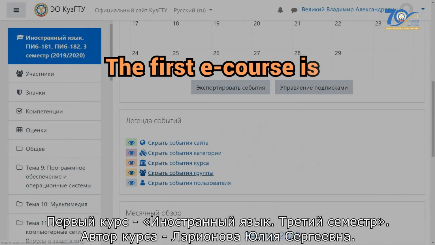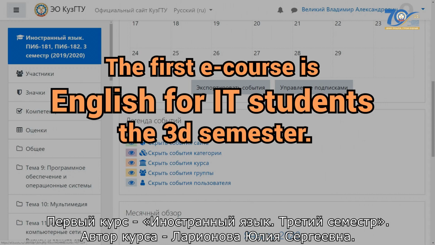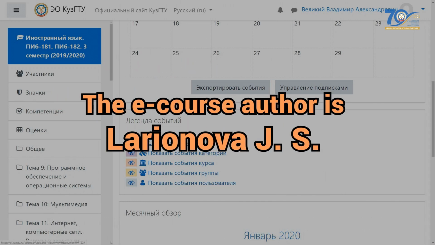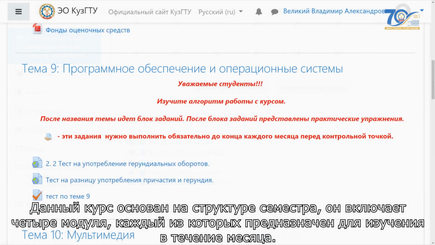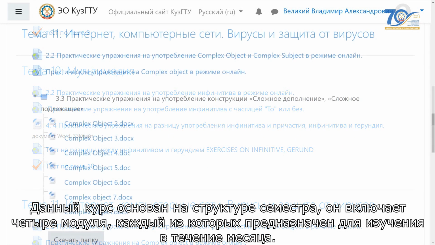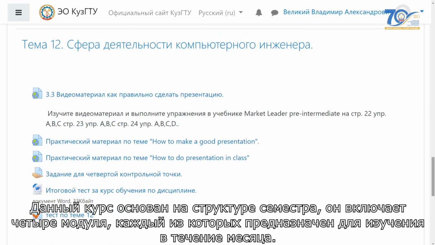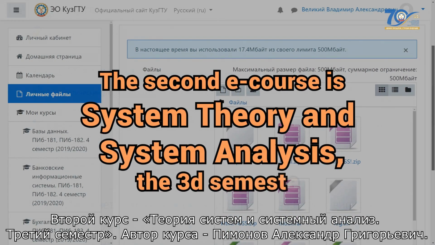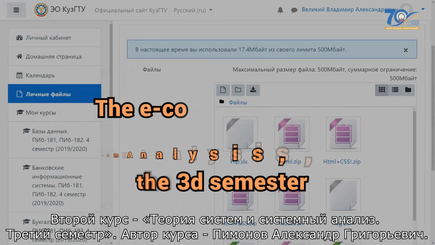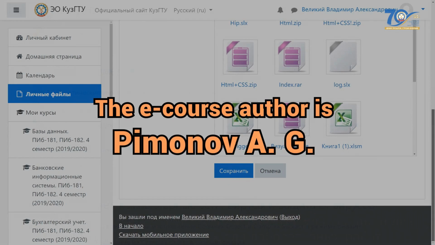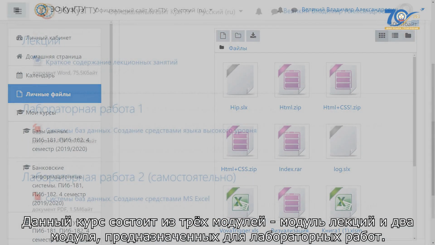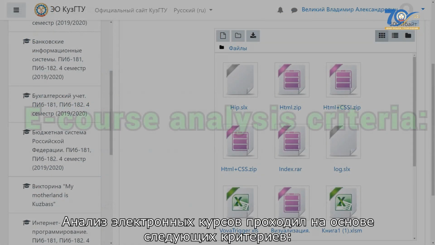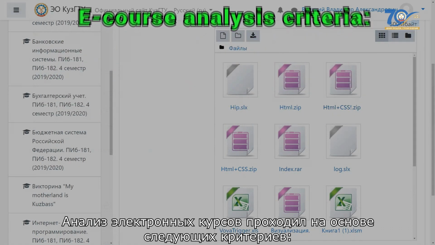The first course is English for Information Technologies, the 3rd semester. The course author is Larionova Yulia Sergeevna. The course is based on a semester basis. It includes 4 modules, each is designed for studying the same amount. The second course is System Theory and System Analysis, the 3rd semester. The course author is Alexandrovich Gregorievich. This course includes 3 modules, a module with lectures and 2 modules with laboratory works. The analysis was carried out on the criteria given on the screen.